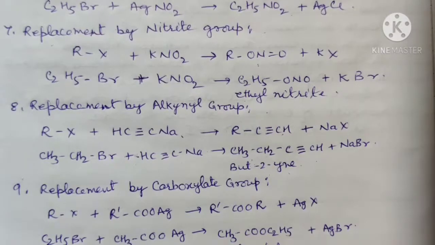The next is the replacement by carboxylate group, or the formation of esters. Haloalkane on treatment with silver salt of carboxylic acid in ethanol gives ester. So this is a salt of silver. When these salts are treated with haloalkane, they are converted into ester, and there is formation of silver halide. So when ethyl bromide reacts with silver acetate, this is a silver salt of acetic acid, then it forms ethyl acetate and silver bromide.